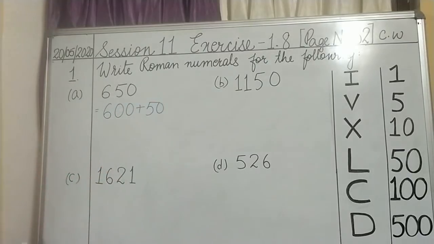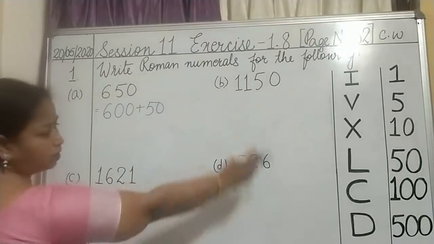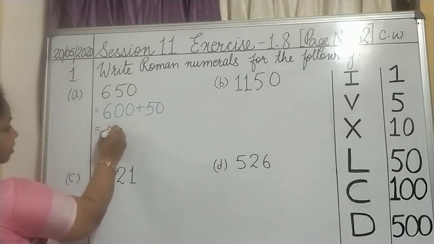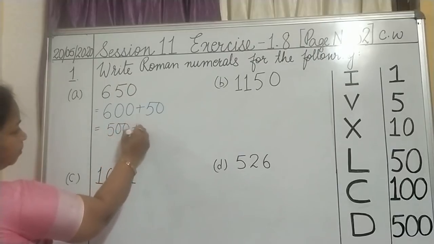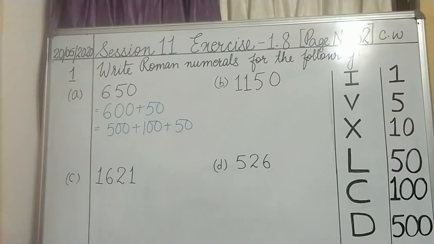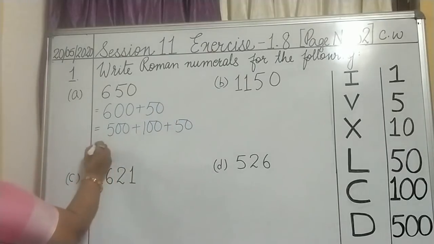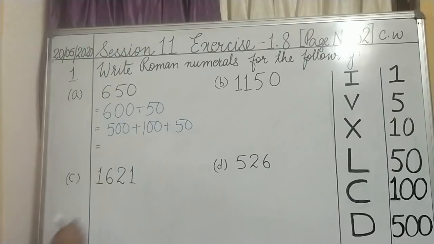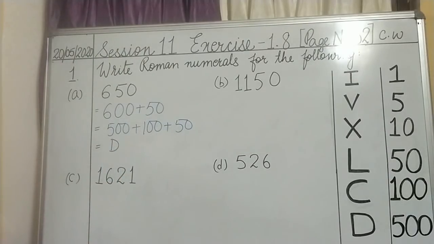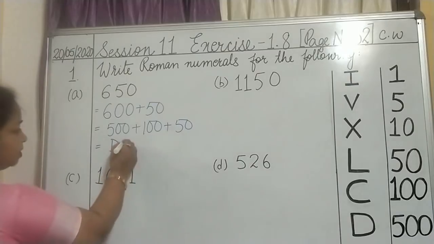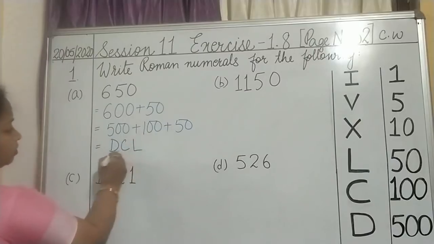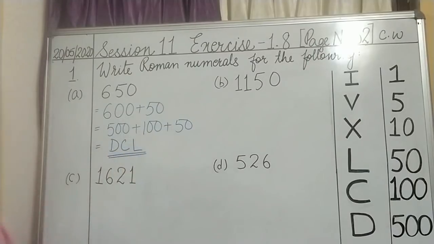Fine. But we do not have any symbol over there. Do we have a symbol for 600? No. Can I further break it as 500 plus 100 plus 50? Agree all of you? Good. 500, what is the symbol for 500? The symbol for 500 is D. So what is the symbol for 100? It is C. And what is the symbol for 50? It is L. So this is your answer, children.